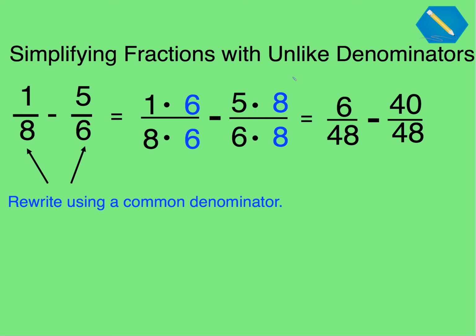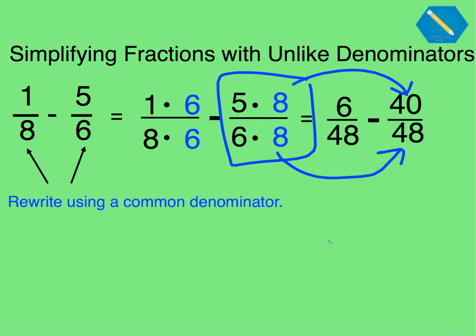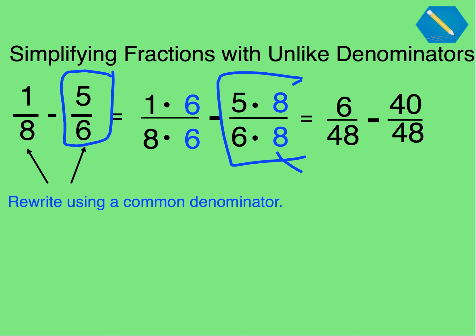Now let's simplify the next fraction. We had 5 times 8 over 6 times 8. Well, 5 times 8 is 40, and 6 times 8 is 48. Again, 5/6 is equivalent to 40 over 48. I just had to change those fractions so that I had the same denominator in both fractions. Now that I have 6 over 48 minus 40 over 48, now I have the same denominator, so all I need to do, like you've already learned, is subtract the numerators.